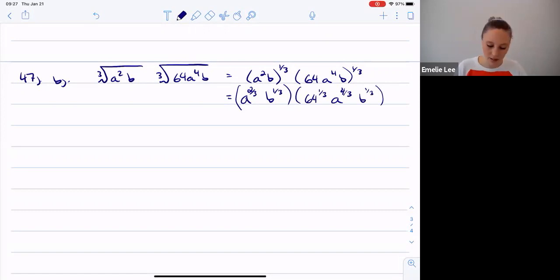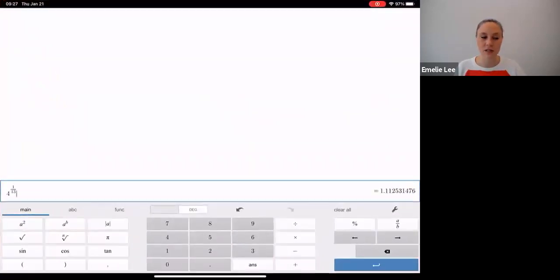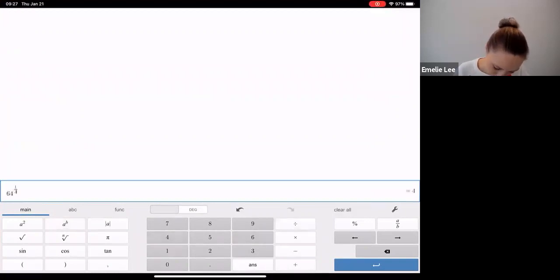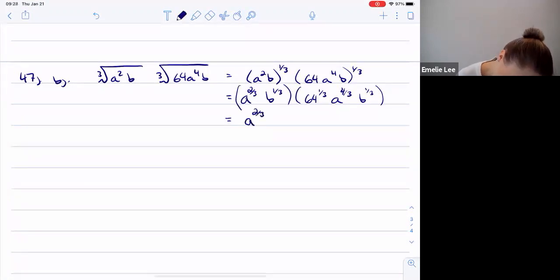Okay. Now, I'm tempted to see if 64 to the 1/3, so the third root of 64, works out to a nice number. I suspect it does, so let's give it a go. If it doesn't, just leave it as 64 to the power of 1/3. So we've got 64 to the power of 1 divided by 3, works out to 4. So you know what? I'm going to simplify that. I'm going to rewrite it as just 4. But like I said, if it didn't simplify to something nice, just leave it as the third root of 64. Okay. So this becomes a to the 2 over 3.